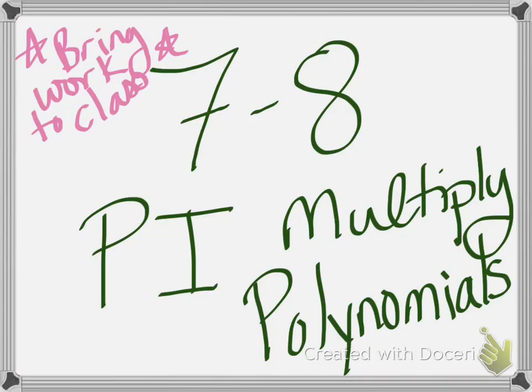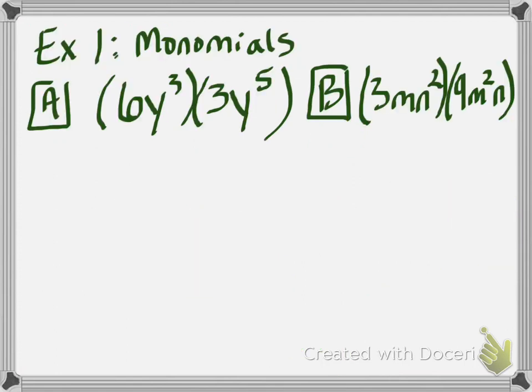Okay, let's start 7-8, which is about multiplying polynomials. This is part 1. We'll be doing this for a few days because there's so many different parts to this one lesson. Let's start with example 1, which is multiplying monomials.